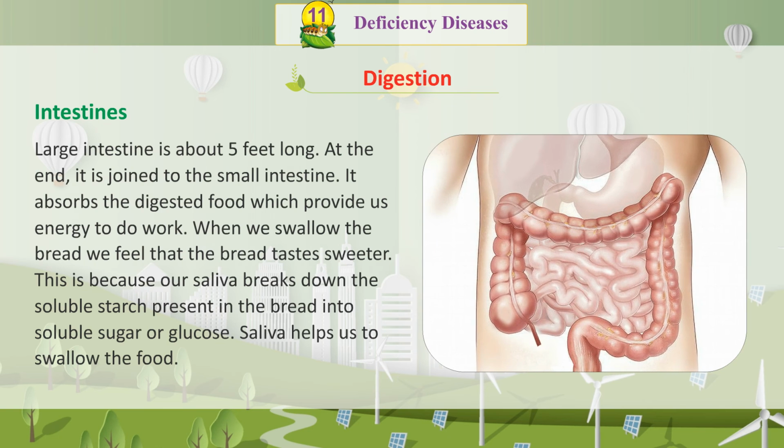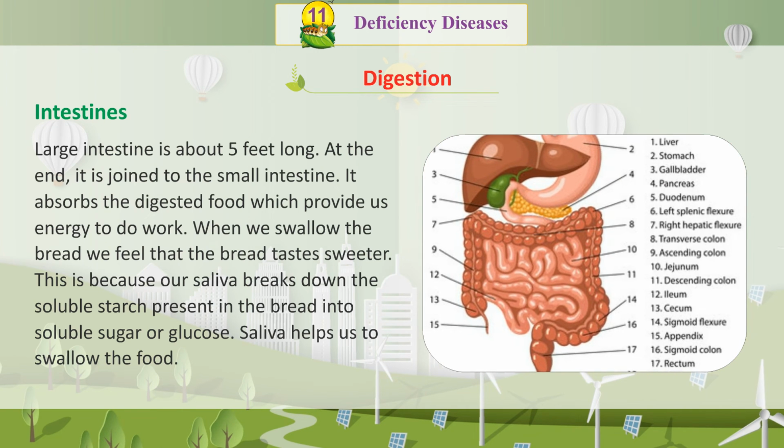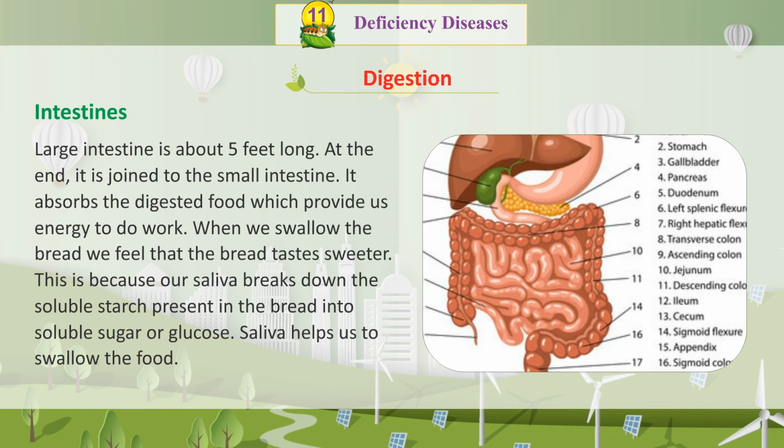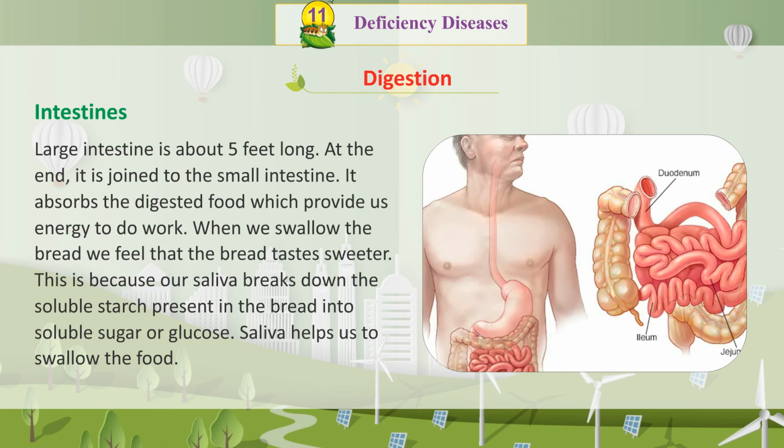Intestines. The large intestine is about 5 feet long. At the end, it is joined to the small intestine. It absorbs the digested food, which provides us energy to do work.